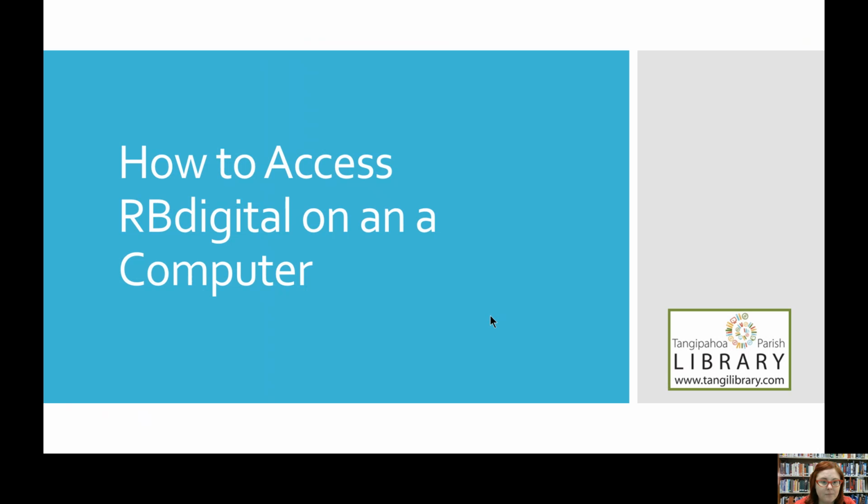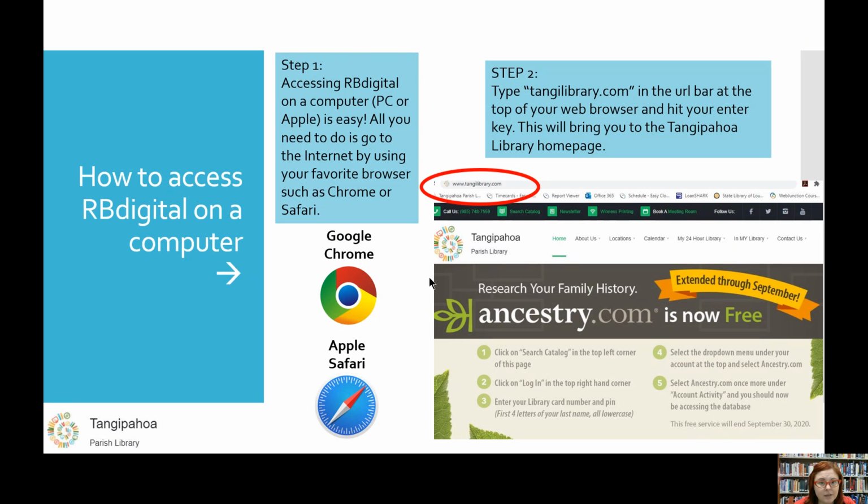Now that you have installed the app, we'll move on to how to access RBdigital on a computer. Accessing RBdigital on a computer, either a PC or an Apple, is quite easy. All you need to do is go to the internet by using your favorite browser, such as Chrome or Safari. Once you have opened the internet, you will type tangilibrary.com in the URL bar at the top of your browser, and then hit the Enter key. This will bring up the Tangipahoa Library homepage, which looks like this.